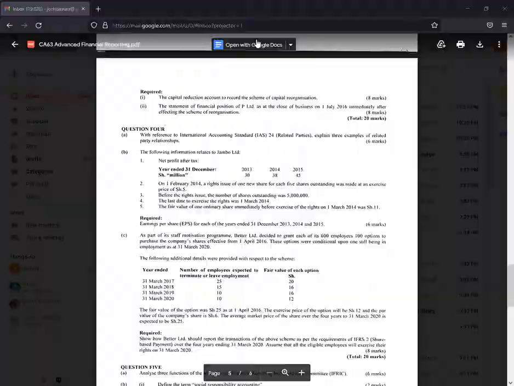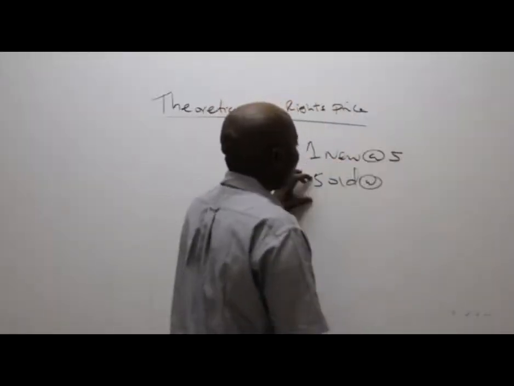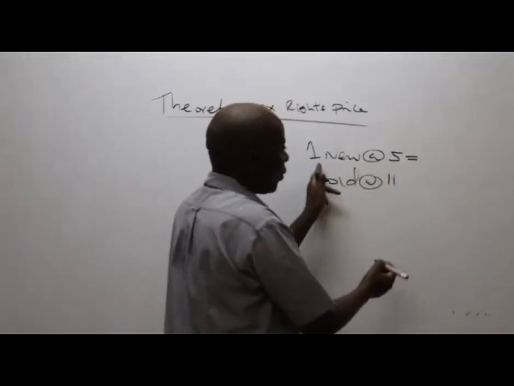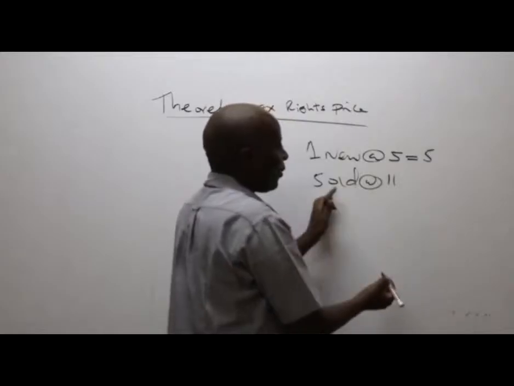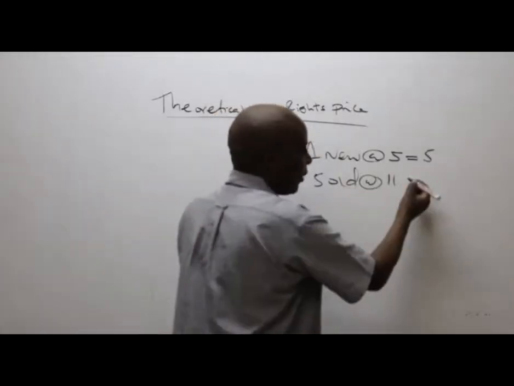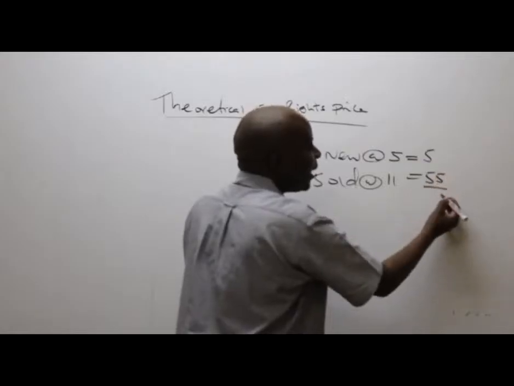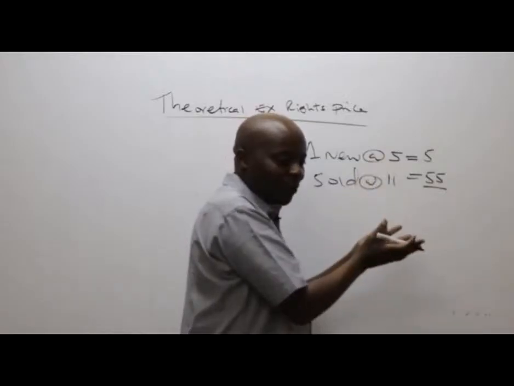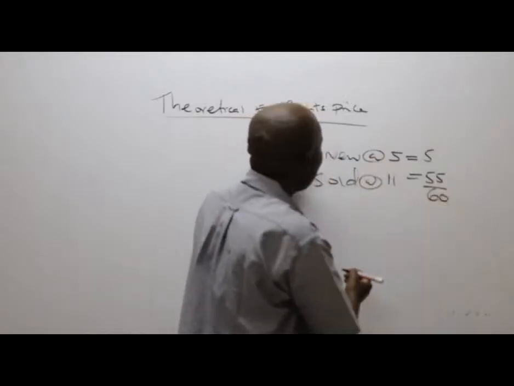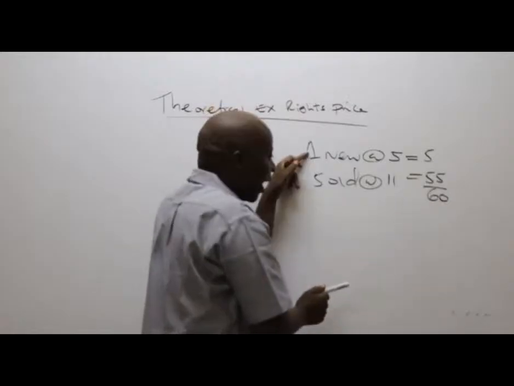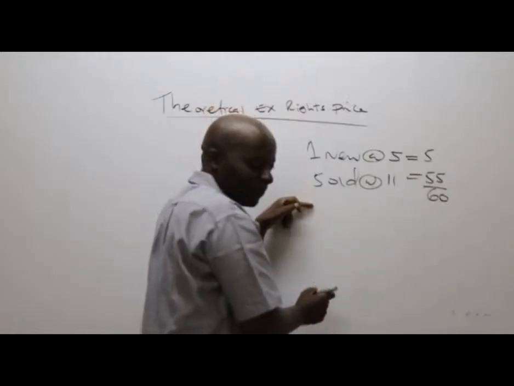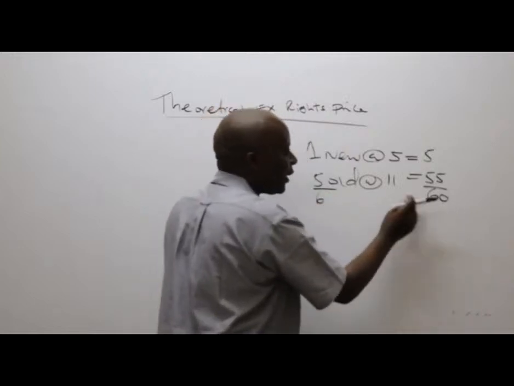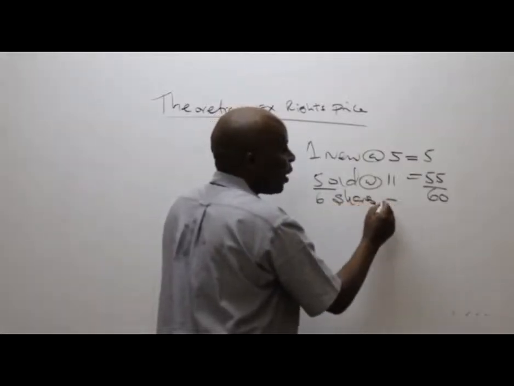So ladies and gentlemen, listen to me very well. 1 new is 5. 5 old, each one is going for 11. So multiply this: 1 times 5 gives me 5. 5 times 11 gives me 55. So the total bundle will be worth 60. How many shares do we have in total? 6. So we are saying that 6 shares are worth 60 bob.